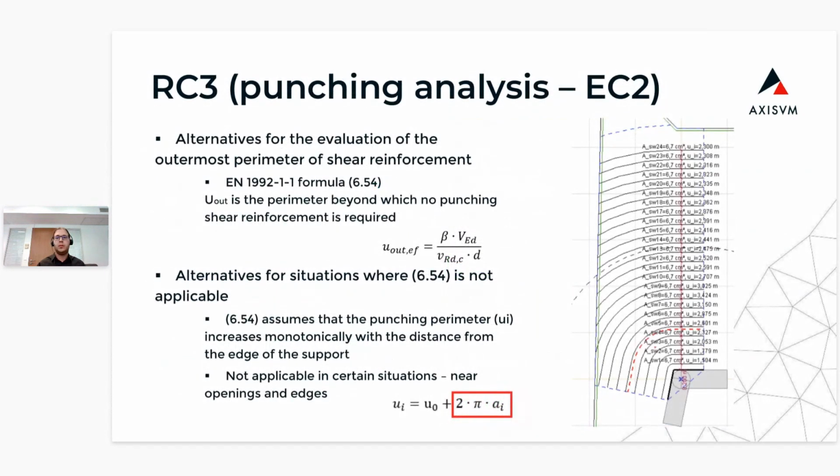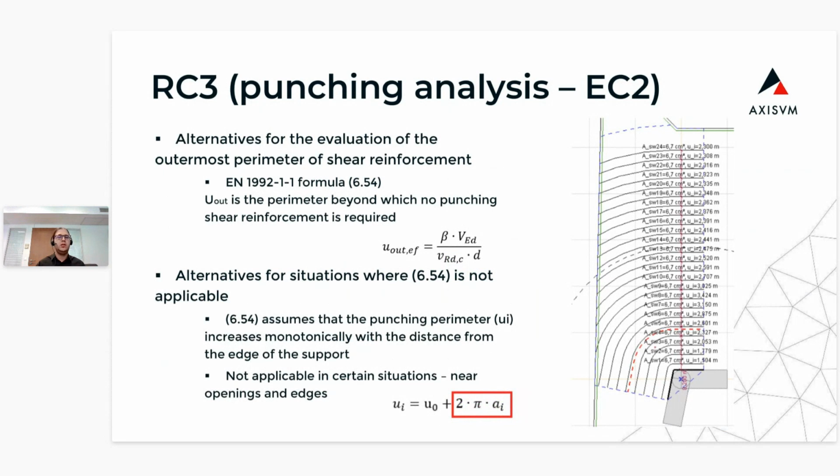Now let's take a look at the latest improvements in the punching analysis module. The update introduces new methods for evaluating the outermost shear reinforcement perimeter, u_out. First, let's see why these new methods were implemented.